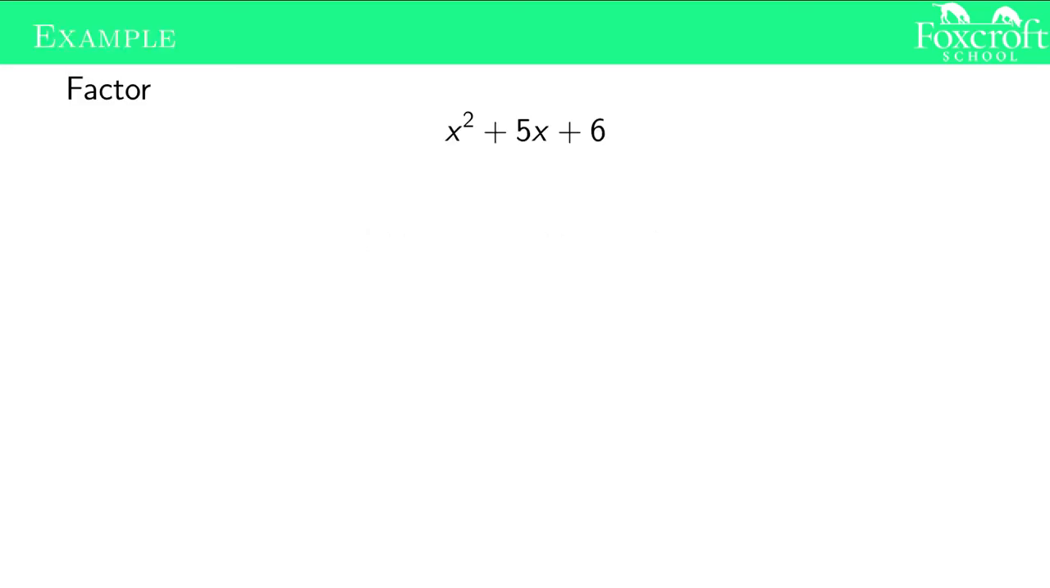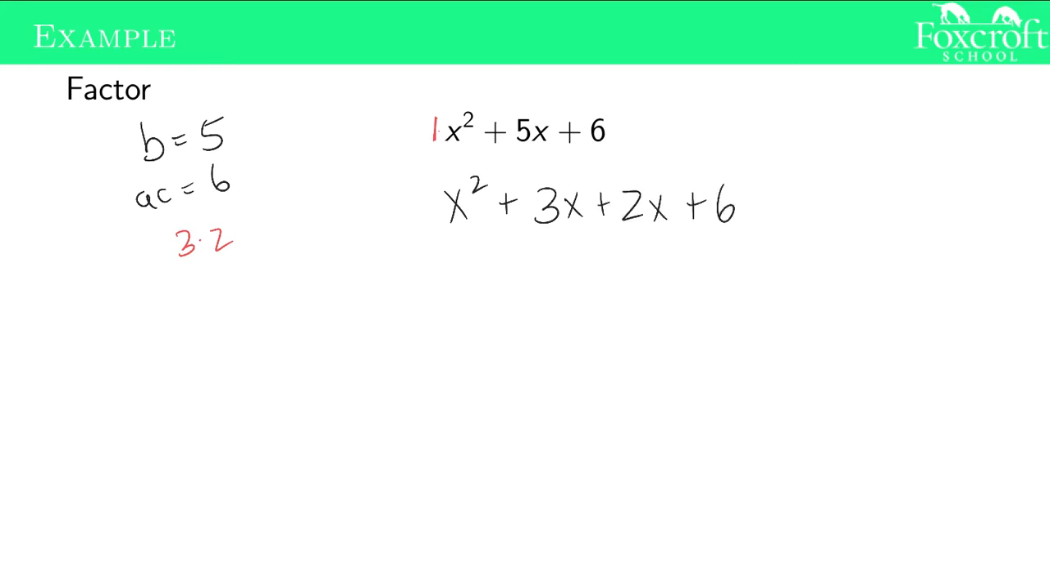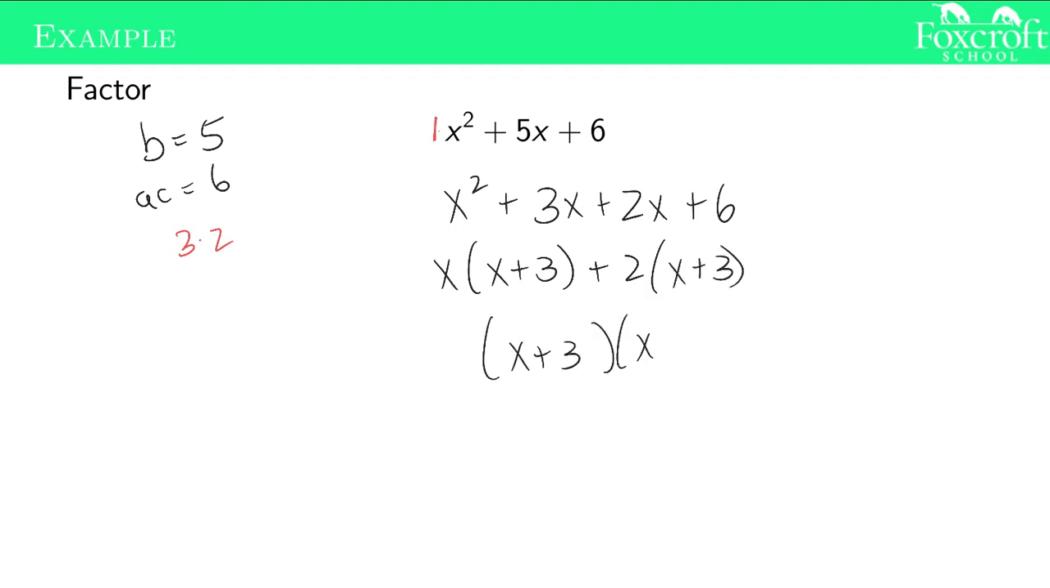All right, so let's just do this problem the way we were doing in the previous videos. We need to find B, which is 5, and AC, which is 6, because there's an invisible 1 in front of that x squared. The numbers that multiply to 6 and add to 5 are 3 and 2. So you can write this as x squared plus 3x plus 2x plus 6. First pair, I can factor out an x. Second pair, I can factor out a 2. I get x plus 3 times x plus 2.